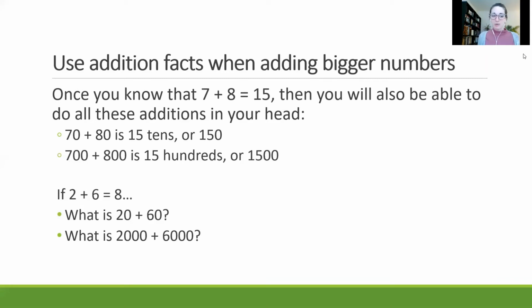So similarly, what if we did this? If we had 2 plus 6 equals 8, then we know what's 20 plus 60? 80. And what's 2,000 plus 6,000? That's right, it's 8,000.